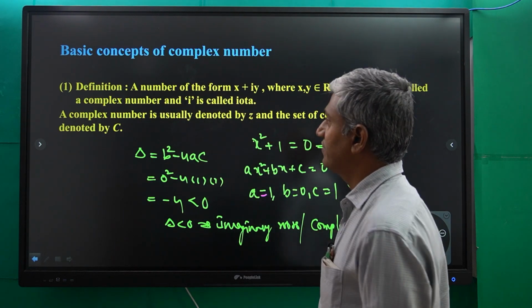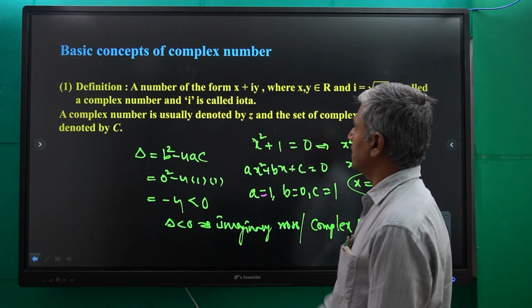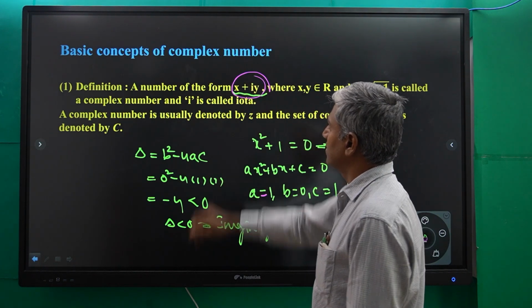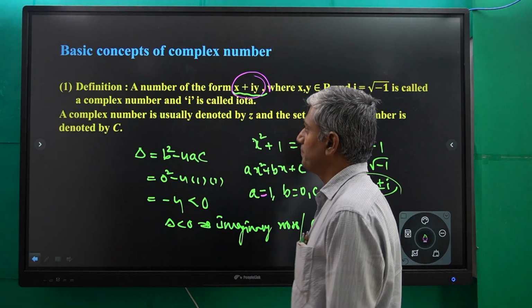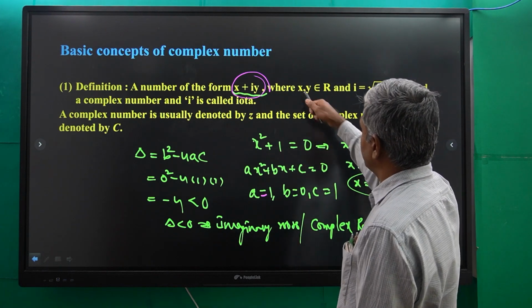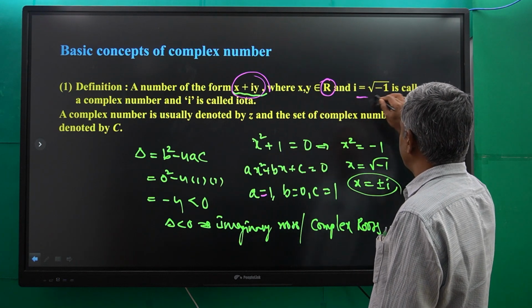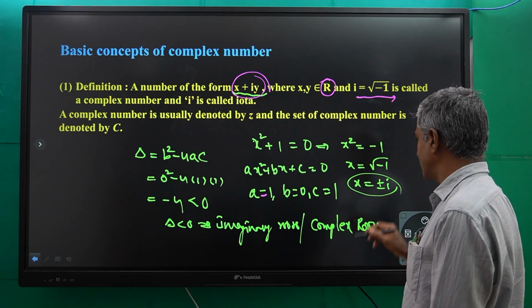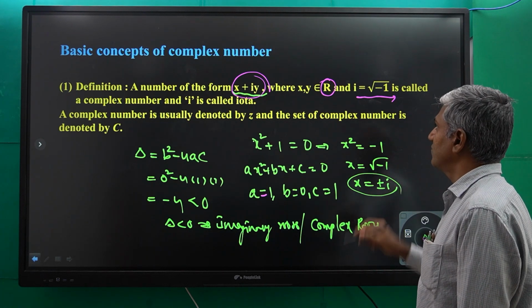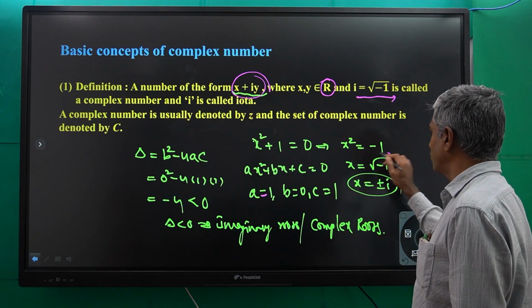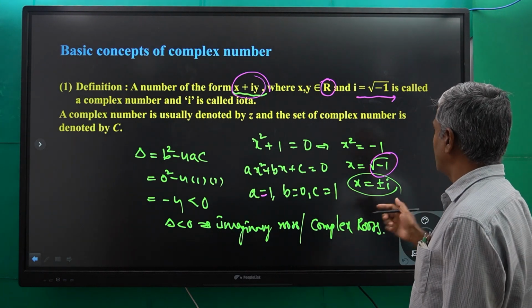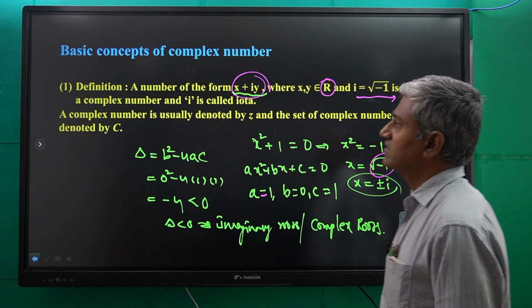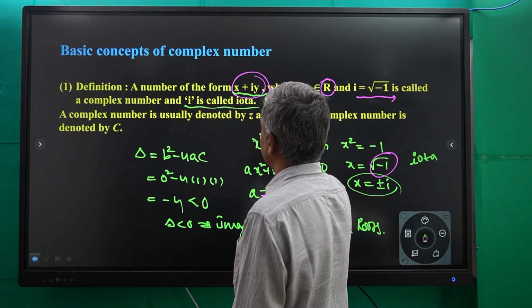Now the definition says that a number of the form x plus iy, where x and y are real numbers and i is equal to root minus 1, is called a complex number. If you observe carefully, x square is equal to minus 1, x is root minus 1, and this root minus 1 is called iota.